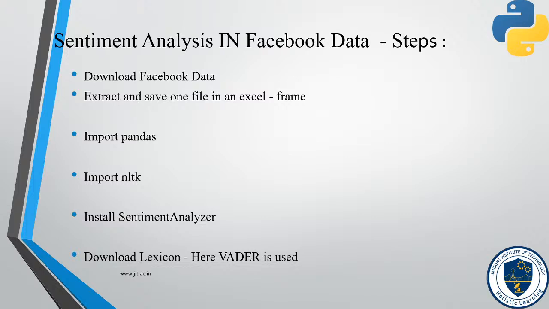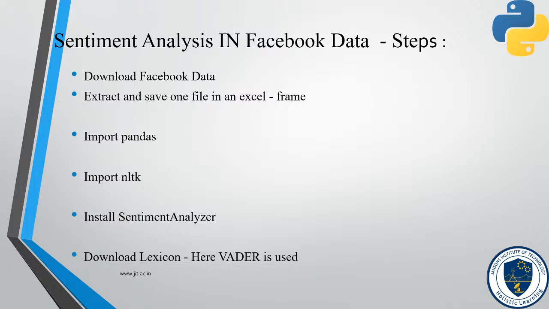And very similarly, the lexicon is the library we use to determine the meaning, along with the environment which we saw. Several types of lexicons are available. Here for our example, we are using the Vader lexicon. We'll see all the possible lexicons available in Python at the later end of the session. Here we are using Vader. So this is the overall structure.